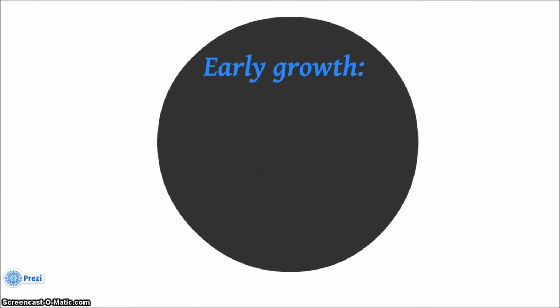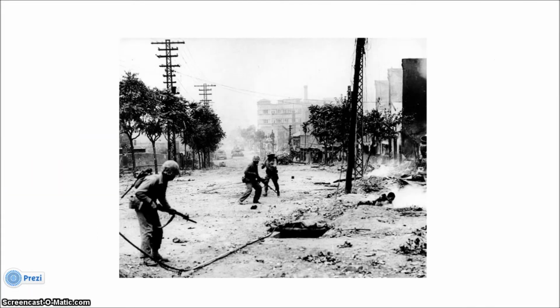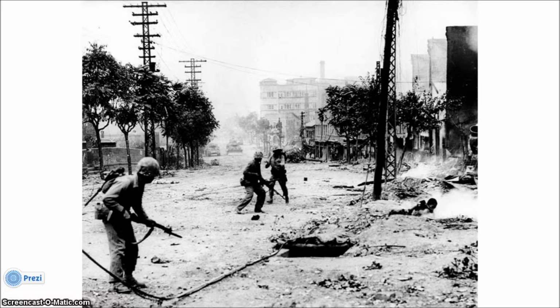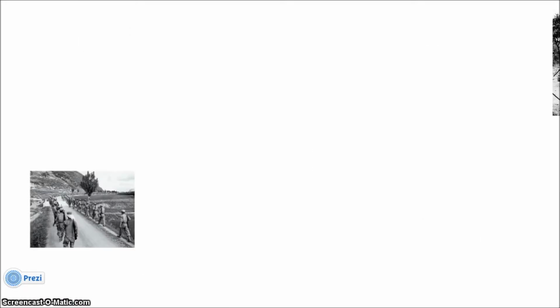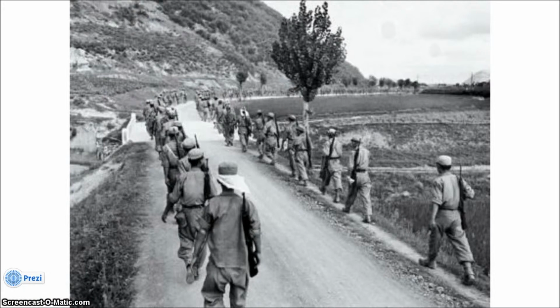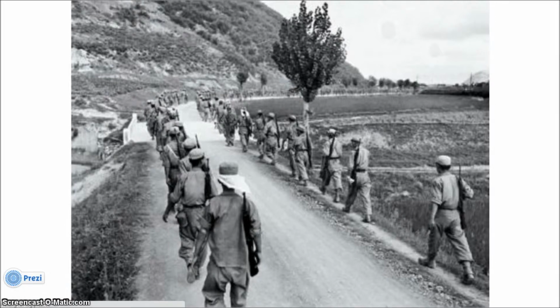Stage 2. Early growth. The Korean people wanted unity and freedom throughout their country and broke out into a civil war. The Korean People's Republic, KPR, was a provisional government of Korean nationalists, which became increasingly popular as well as communist.